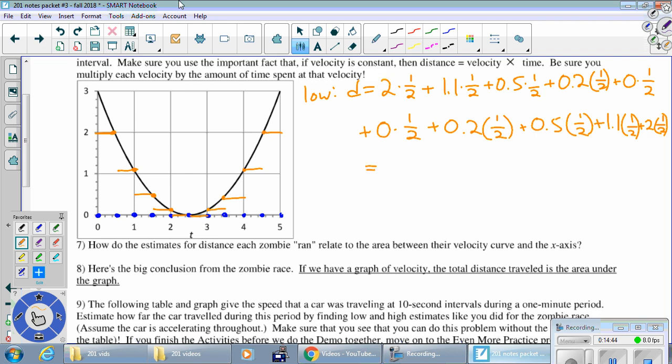Okay, so crunching all these numbers together, what do we have here? 2, 3.1, 3.6, 3.8. Is that right? Let's hope it's right. I think that's 3.8, adding them all up. Okay, feel good about that. And then the next part of the same question involves doing high estimates, overestimates for each one of these intervals. So we're going to do the same thing, but pick the highest point on every half-hour period.